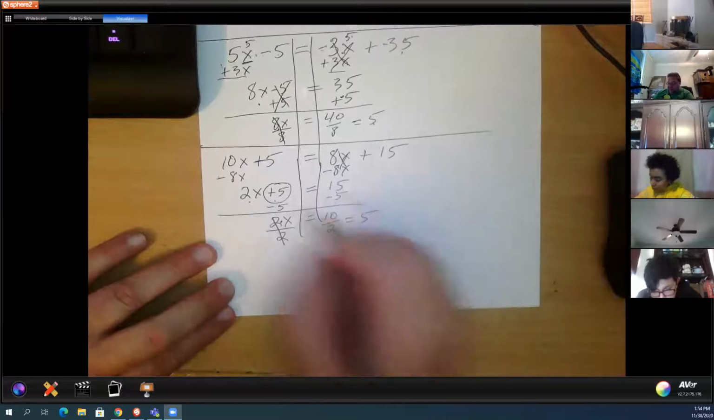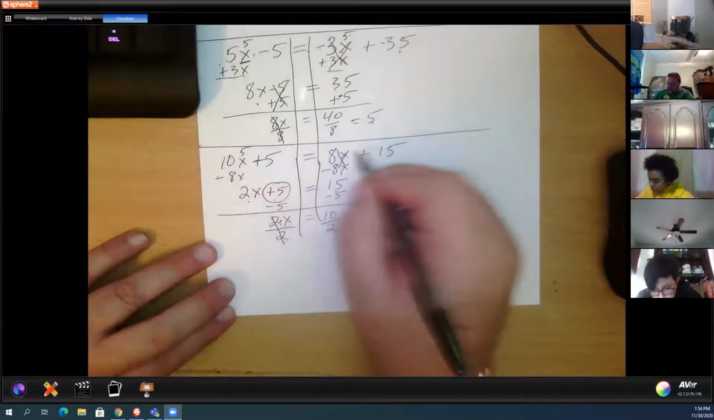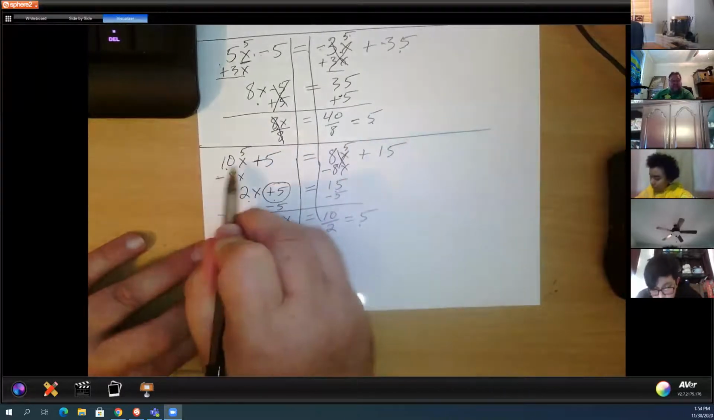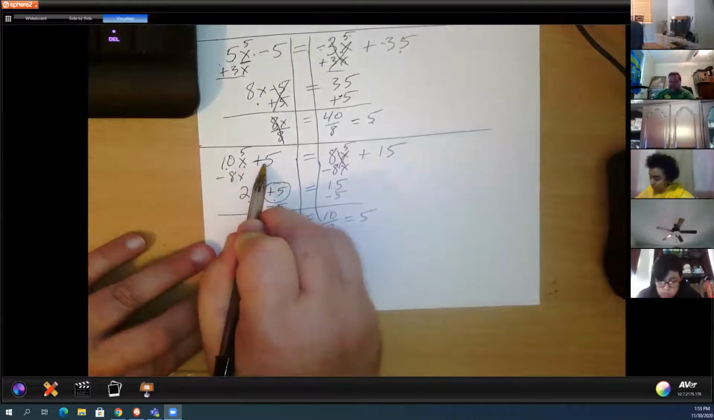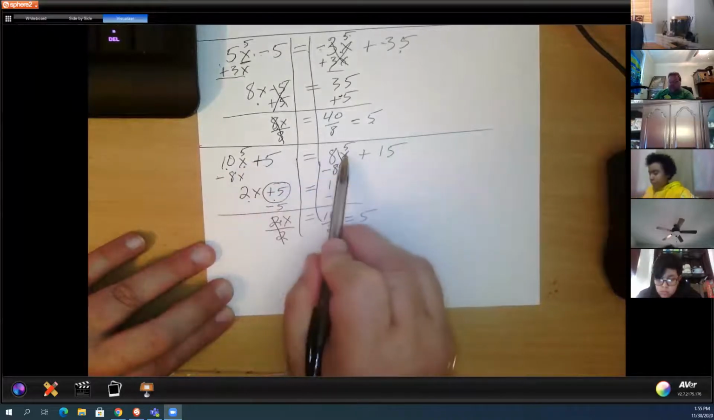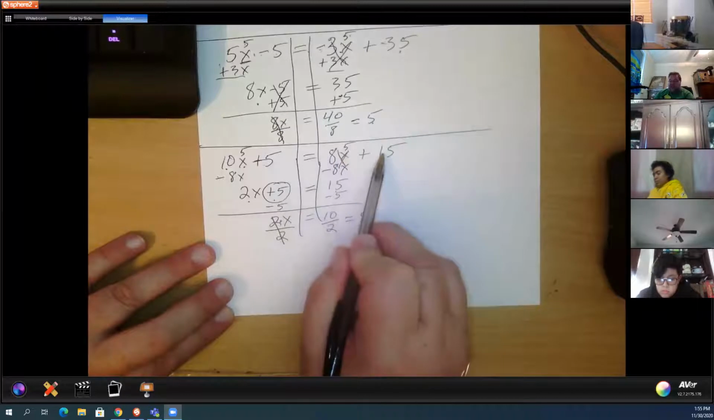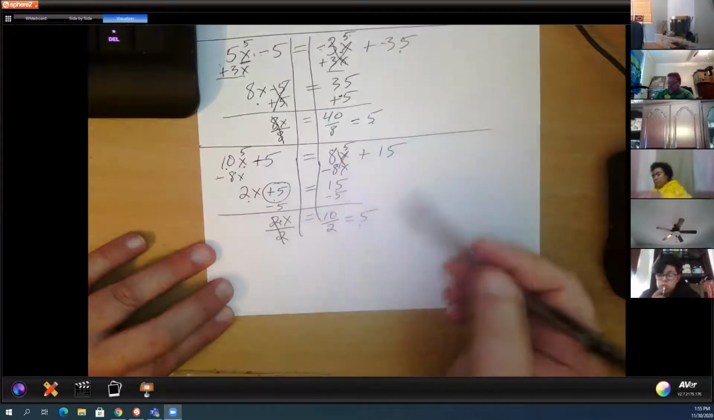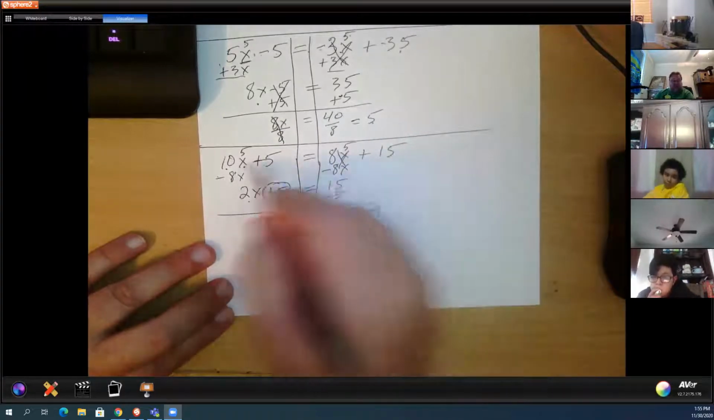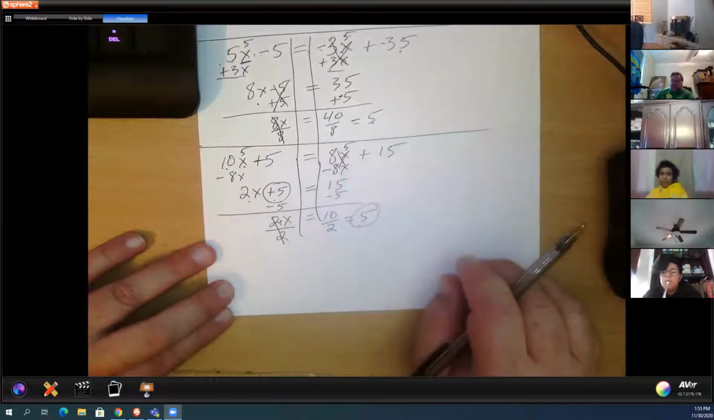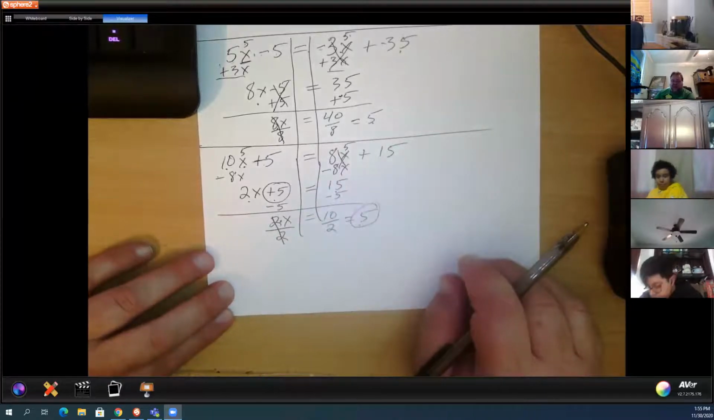If I plug 5 back in up here and up here, 10 times 5 is 50, plus 5 is 55. 10 times 5 is 40, plus 15 is 55. So when I take this value and I plug it back into the original equation, it should give me an answer like 55 equals 55. If it doesn't, you got the wrong answer. It's as simple as that.